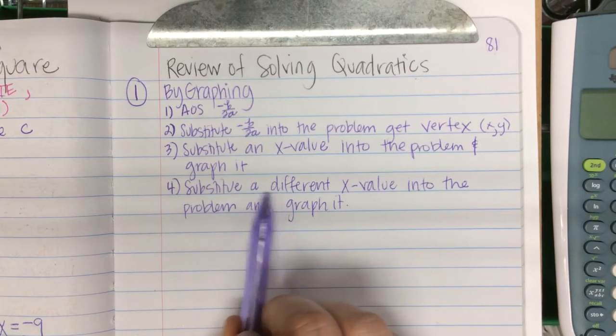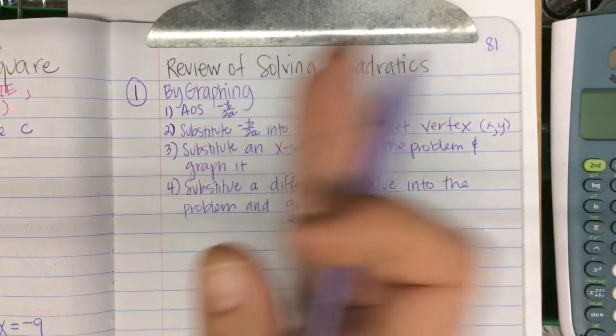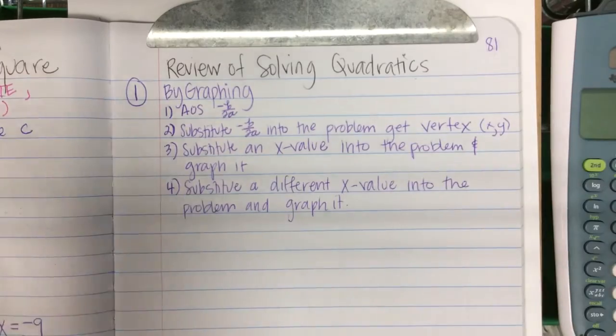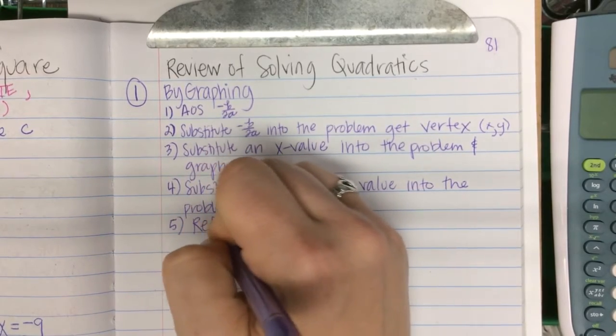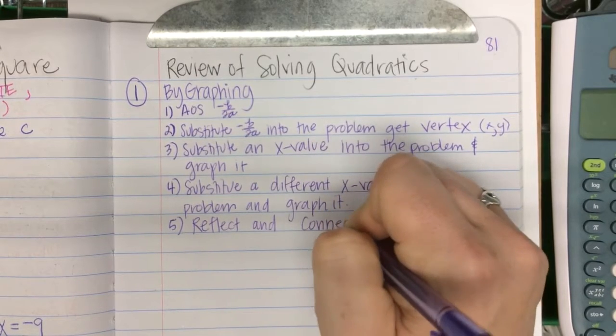Step 4 is to substitute a different x value into the problem and graph it. If you went 1 to the left or 1 to the right, go 2 to the left or 2 to the right for your second one. And last step is to reflect and connect.